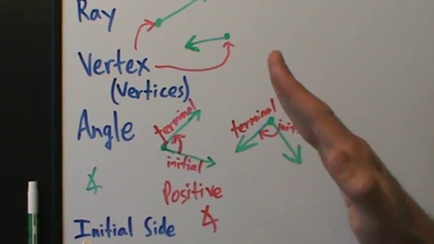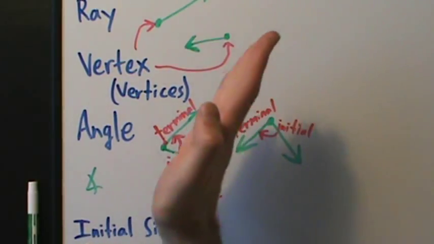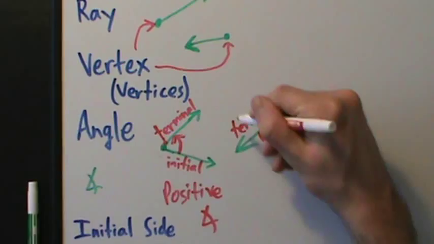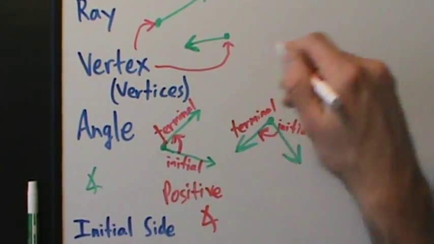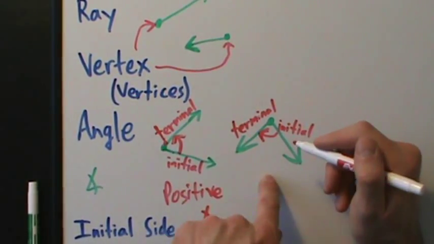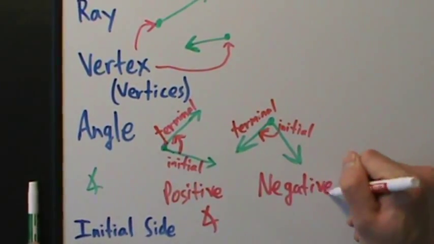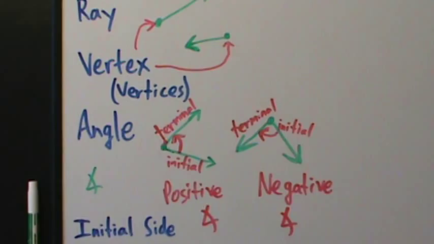So it starts at the initial side here, and then it opens out this way. Okay, so that's the direction the arrow is pointing. It's pointing in the clockwise direction. So since that's opening up clockwise, that's a negative angle. Okay, that's a negative angle.